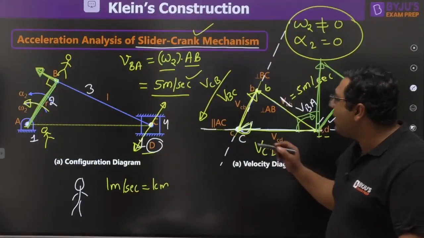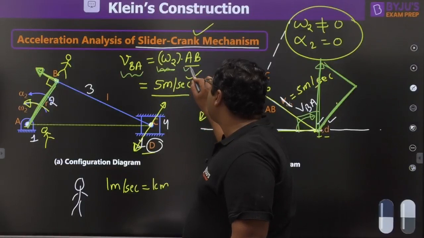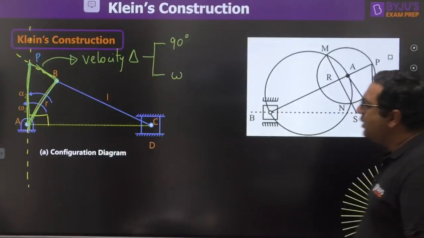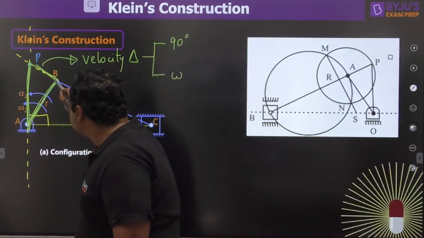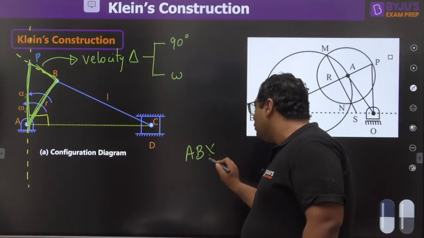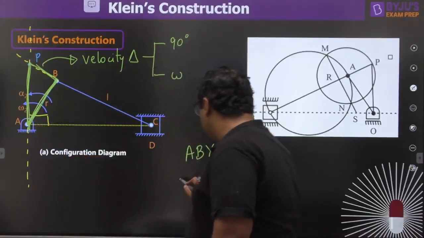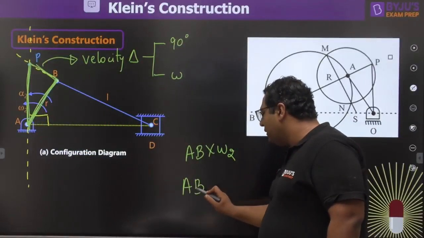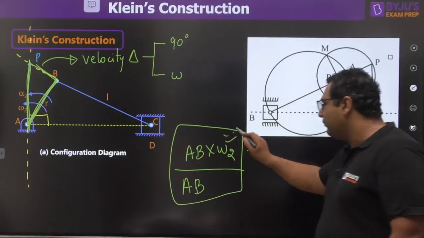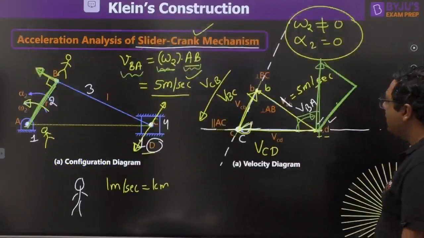So my dear, here you have found out the velocity of B with respect to A as omega 2 into AB. But my dear, if you see in the Klein construction, in this diagram, this length is AB only. So in our diagram, it was AB into omega 2. But in Klein's diagram, it is AB only. So if you see, my dear, this is going to be a scale factor of omega 2.